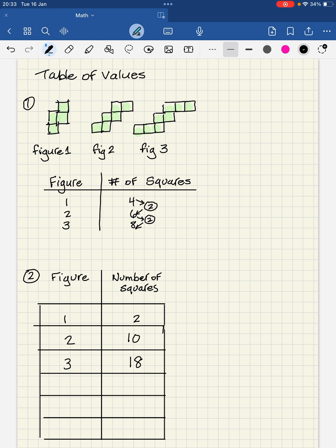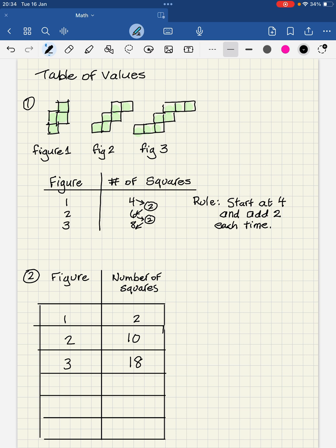So through this, we can create a pattern or a rule for this number pattern. We know that the rule is we start at 4 and we add 2 each time. Okay. So that's the rule for that.